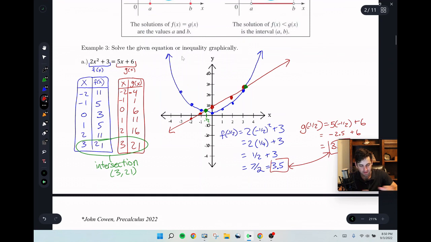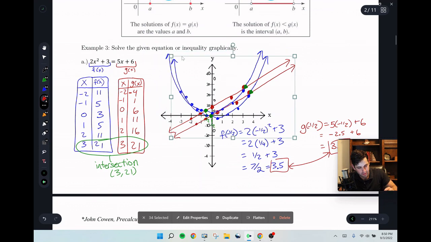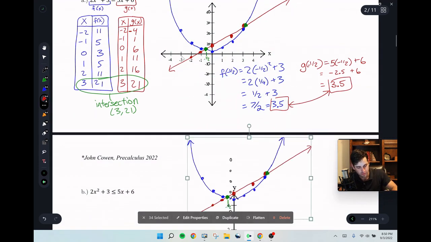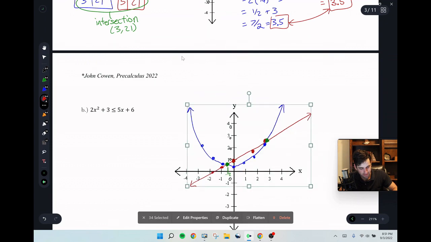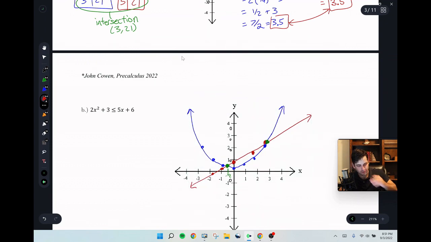So let me see if I can copy this all. That way we don't have to redraw it. Boop. Headed down there. Intersection was at like 3, right? Something like that. That'll have to do.